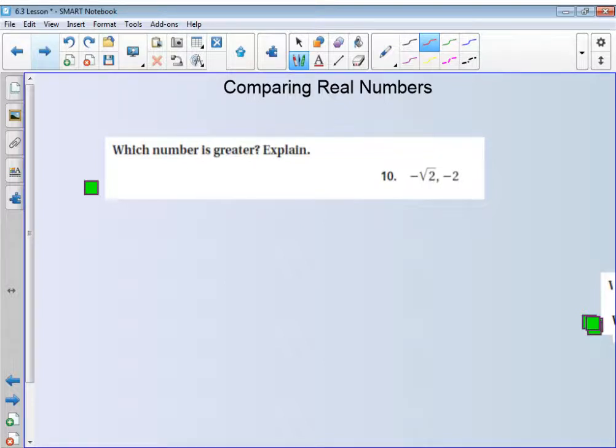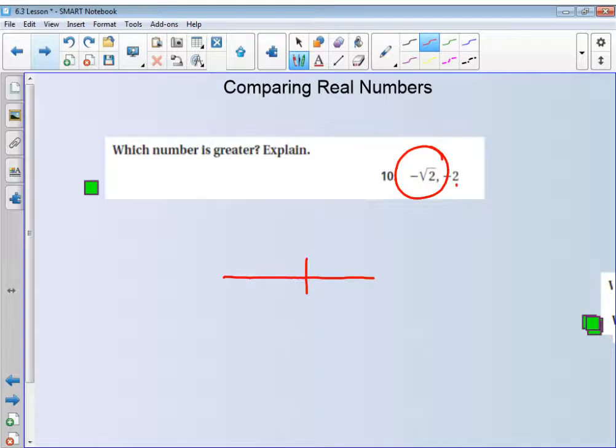Normally, if I was just comparing these as whole numbers, I would say that the 2 is bigger than the square root of 2, because that's going to be about 1.4 with a long number. But because you're working with negative numbers, the bigger the digit, the less it's worth. So which is greater? Our negative square root of 2 is actually greater because it's closer to 0.